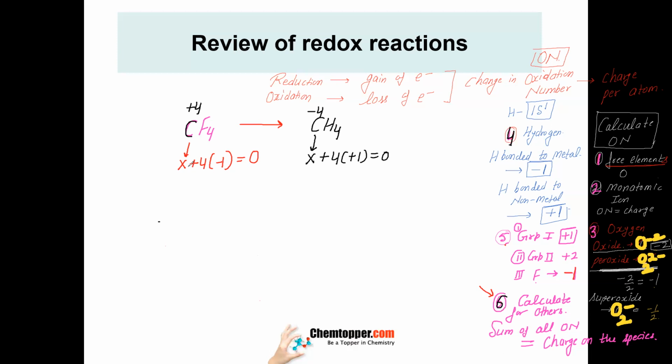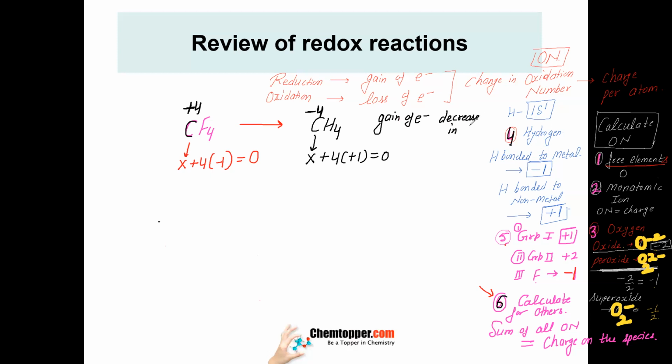Now, can you answer one question? Carbon is going from +4 to -4. Is it gaining electrons or losing electrons? Going from plus 4 to minus 4, gaining or losing? It is gaining, because negative charge is increasing. How many electrons is it gaining? This is gain of electrons. Gain of electrons means decrease in oxidation number.